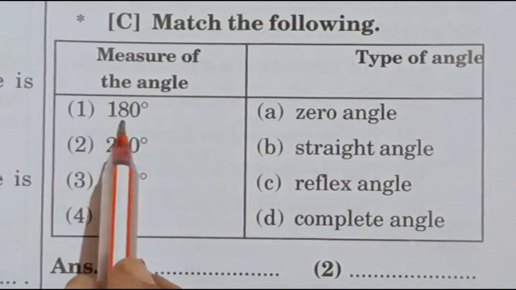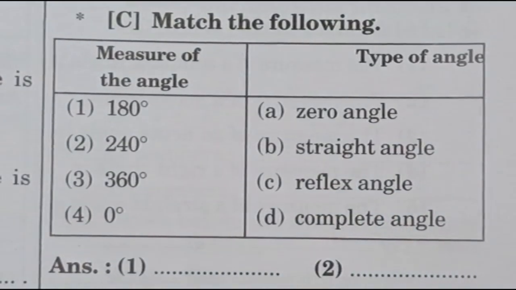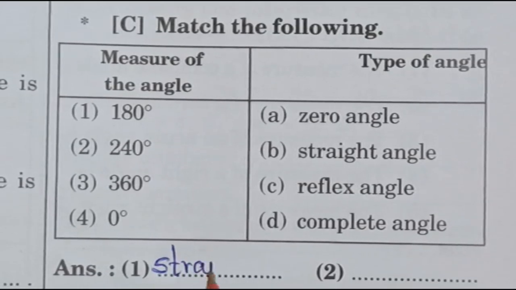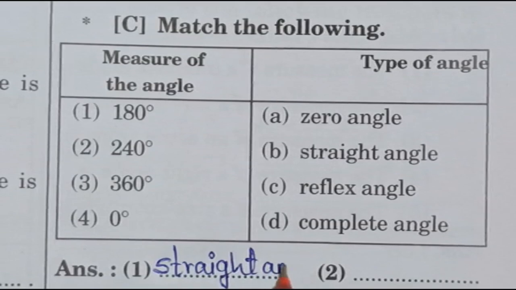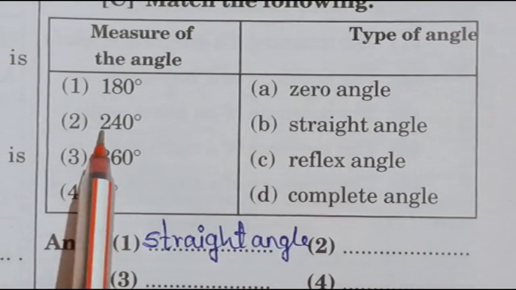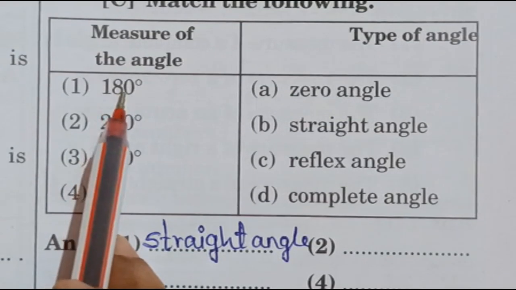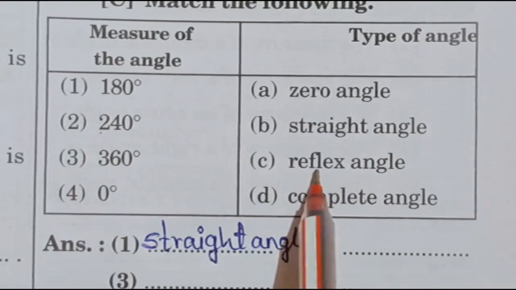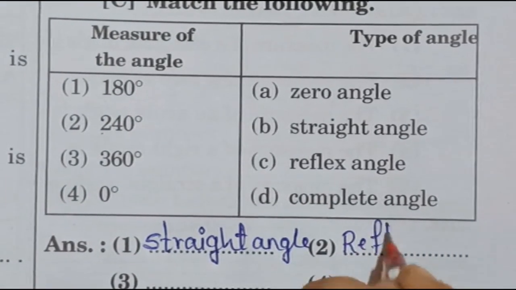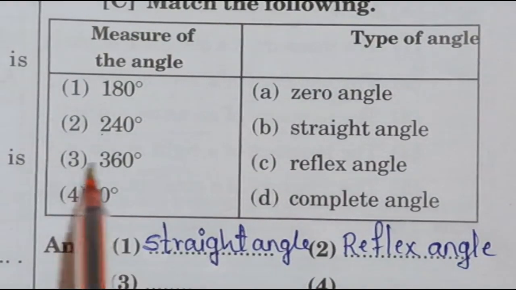So first one is 180 degree. 180 degree means the straight one. So it is known as straight angle. So you will write it over here as first one is straight angle. Okay. Second one is 240 degree. Now 240 degree means it is more than 180 degree. So it is known as what? Reflex angle. So second one you will write here. Reflex angle. Clear?